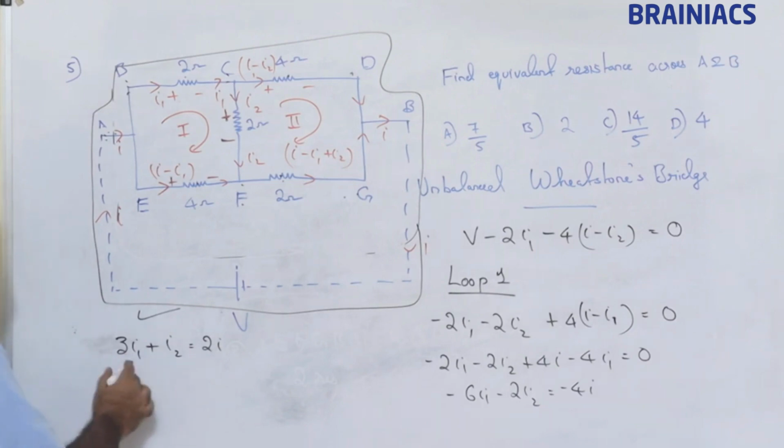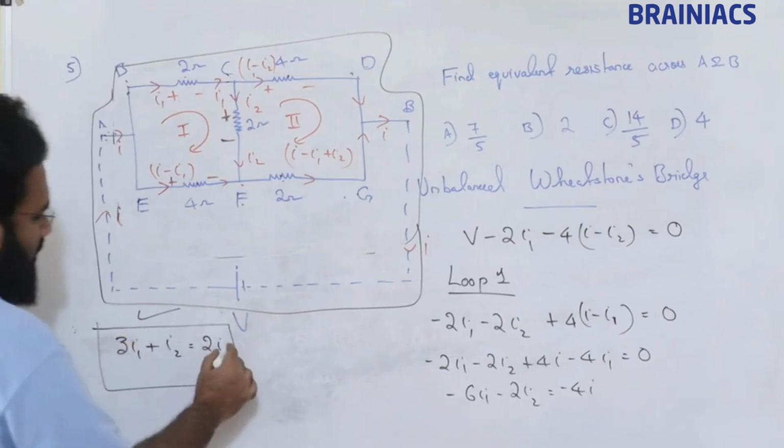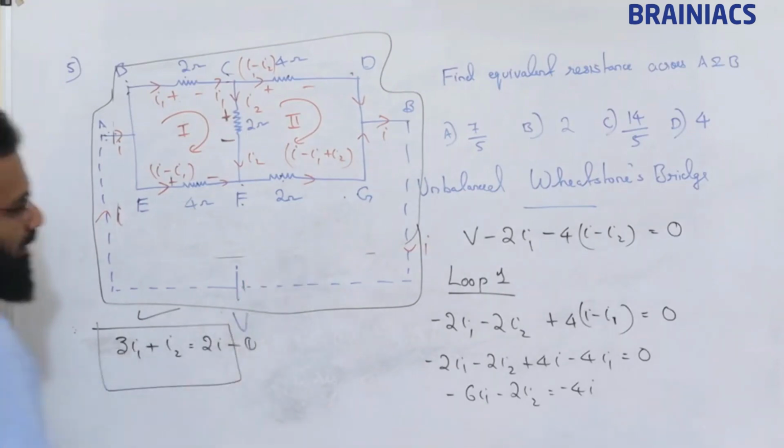Correct? Dividing the equation with 2. So this is one equation we got. Okay, let it be there. Clear how we took loop 1. Now I am erasing that. Okay, this step I am going to erase, note it down.